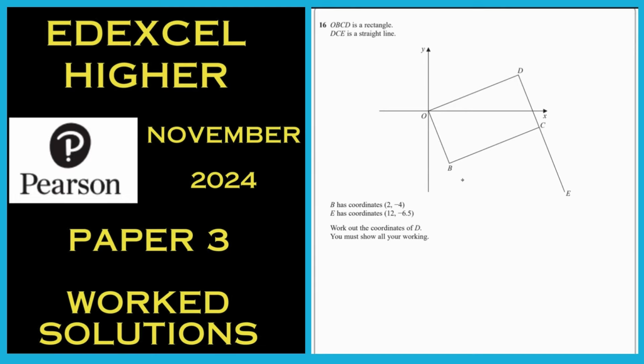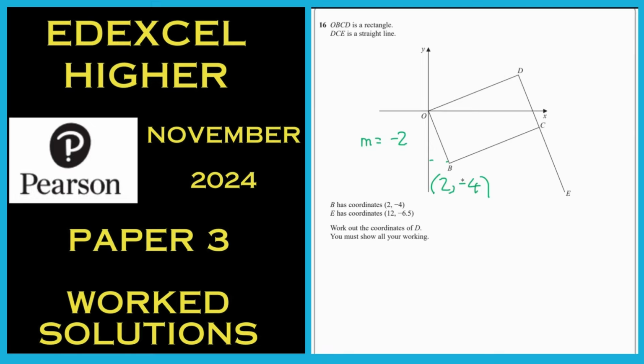We are told where B is. It's at the coordinate 2, minus 4. Stop right there. That means we know its gradient. Gradient is change in y's, that's down 4, divided by change in x's, that's plus 2. If you do minus 4 divided by 2, the gradient of OB is negative 2.